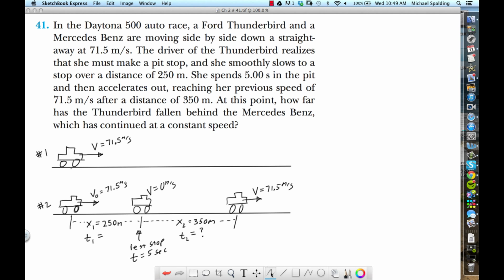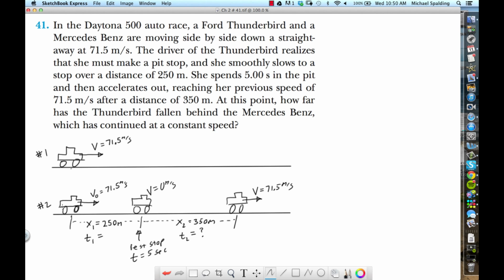So in this problem, we have two race cars, the Daytona 500, a Ford Thunderbird, and a Mercedes-Benz. I'm just going to label them car 1 and car 2 for simplicity. Car 1 is moving at 71.5 meters per second, and car 2 is also traveling at 71.5 meters per second. What they tell us is the driver of the Thunderbird realizes that she must make a pit stop, and she smoothly slows to a stop over a distance of 250 meters.